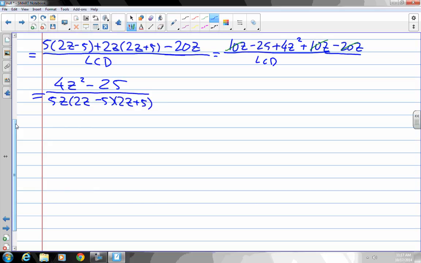10z of those are positive. Yeah, but then it's minus 20. So it's 10, 10, minus 20. So yeah. So I had 3 terms.